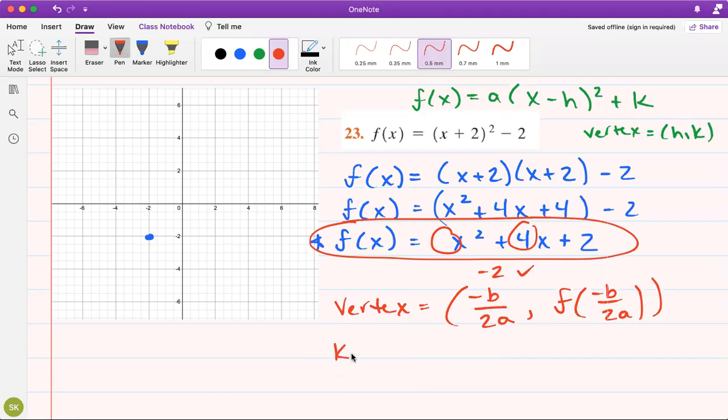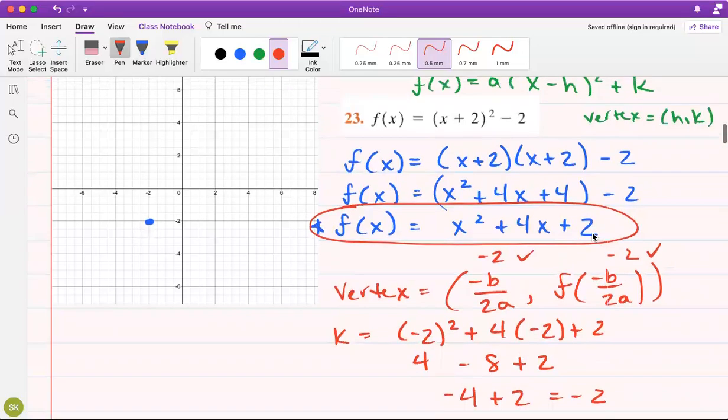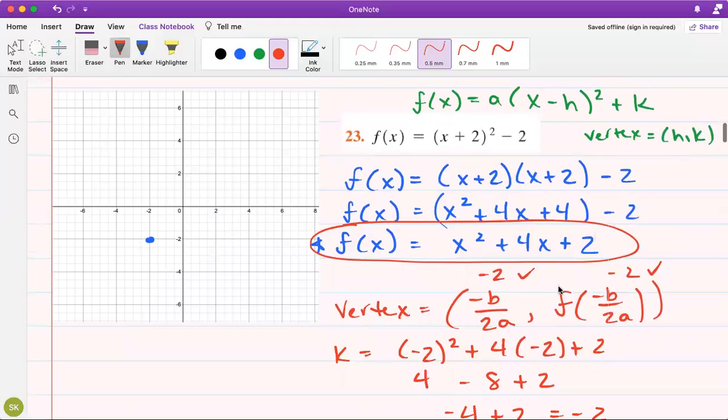Now let's find k, this piece here. So k is taking negative 2 and plugging it into the function. So if we take negative 2, square it, add 4 times negative 2, and then add 2, we get 4 minus 8 plus 2. This is negative 4 plus 2, which is negative 2. And you can see that my x and y values for the vertex, which we're labeling h and k, are the same thing no matter what formula I use.